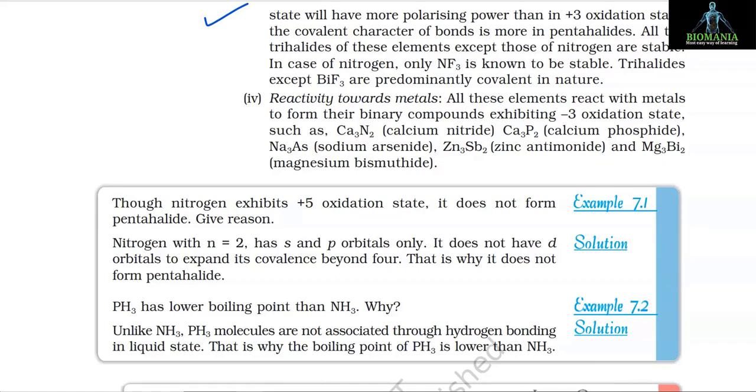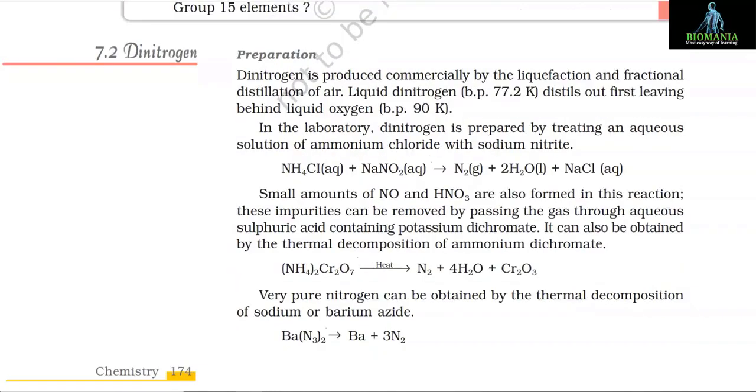All the trihalides of these elements except those of nitrogen are stable. In the case of nitrogen, only NF3 is known to be stable. Trihalides except BiF3 are predominantly covalent in nature. Number 4. Reactivity towards metal. All these elements react with metals to form their binary compounds exhibiting -3 oxidation state, such as Ca3N2, that is calcium nitride, Ca3P2, that is calcium phosphide, Na3As, that is sodium arsenide, Zn3Sb2, that is zinc antimonide, and Mg3Bi2, that is magnesium bismuthide.